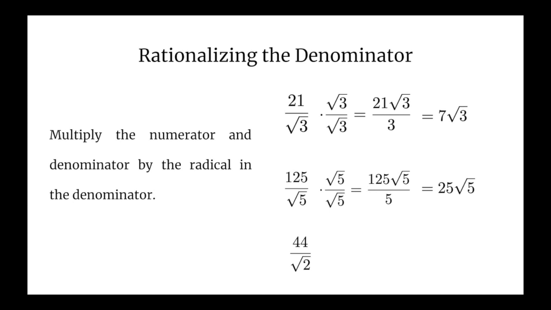Then finally, 44 divided by root 2, we can multiply the numerator and denominator by the square root of 2 to get 44 root 2 over 2. And then when we divide 44 by 2, we get 22 root 2.